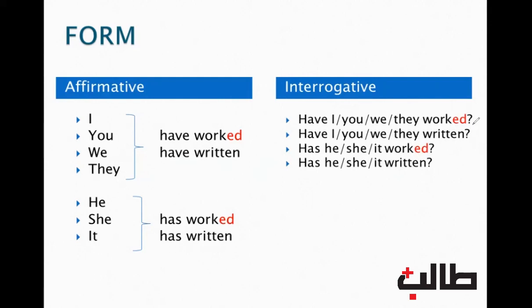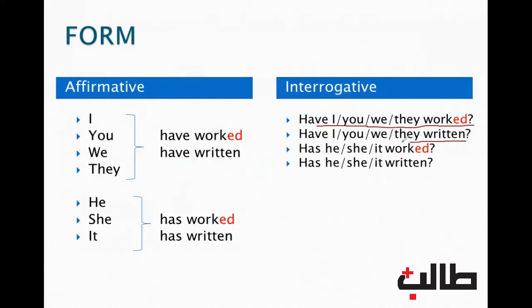Yes, as you can see here, I said have I, have you, have they worked? And the other example, have I or you or they written? And the other example, has he or she or it worked? Or the fourth one, has he or she or it written? يعني أنا just choose one of the pronouns. If I have a plural pronoun, I use have, with plural pronouns, I, you, we, they. And has with singular pronouns.